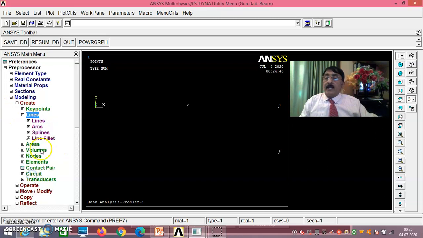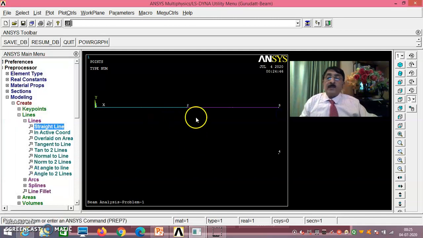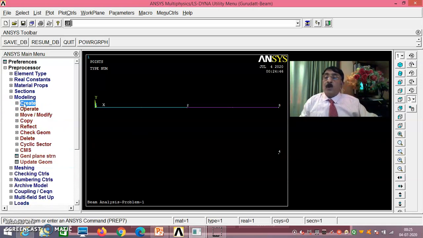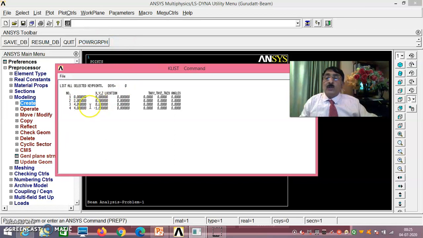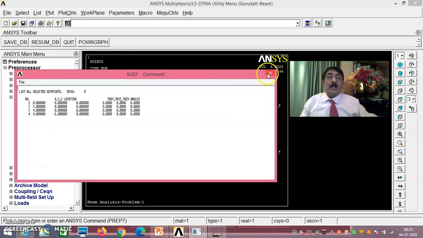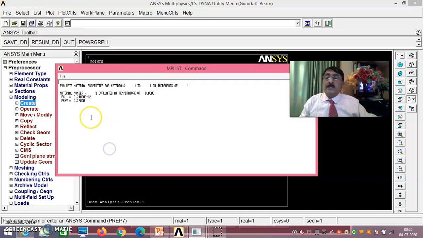Now what I'll do, create lines, straight line. I'll create line to line, from here to here. From here to here also I'll create. Then say okay. I created lines. If you say list key points, coordinates only, you see here 0, 0, 2, 0, 4, 0, 4 minus 1. Everything is okay. And if you see list material properties, all materials, 2.1 e to the power of 11, 0.27, everything is correct.